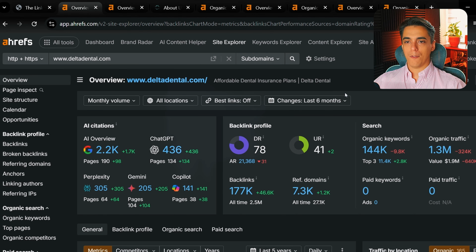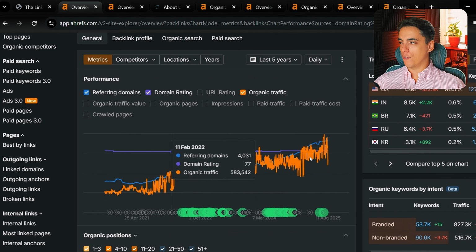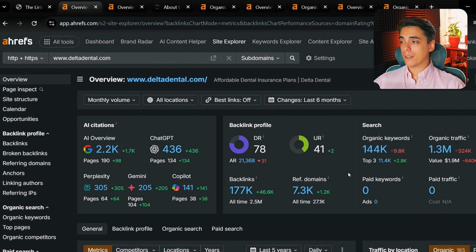So this is what we have, right? We have Delta Dental here, which was that one big broad competitor we saw earlier. And as you can see, they have just so much traffic and they rank for just so many keywords. They've been going on for years already. So if we wanted to catch up with these guys, which is not the right competitor to look at because they are an insurance company, we will be spending thousands and thousands of dollars and most likely pointing our link building campaign in the wrong direction.